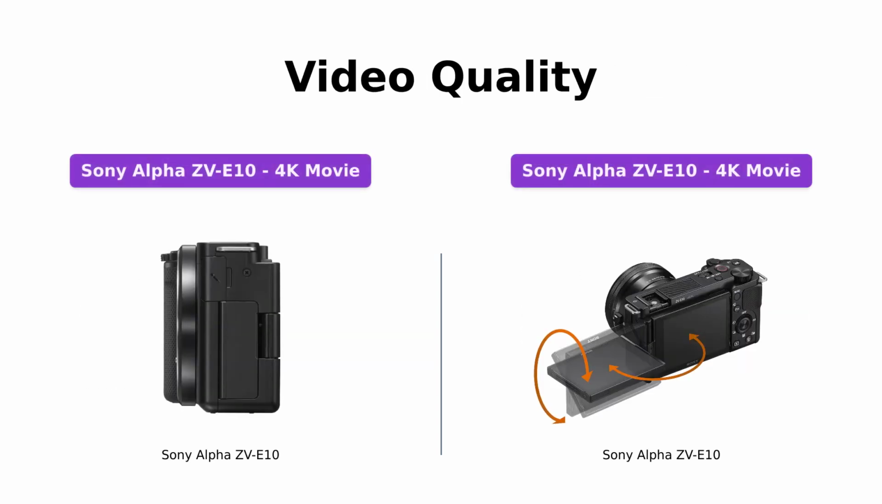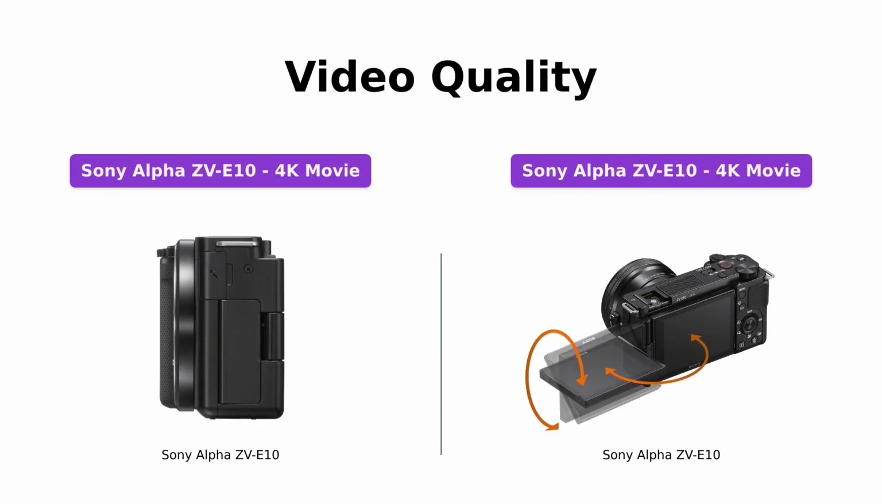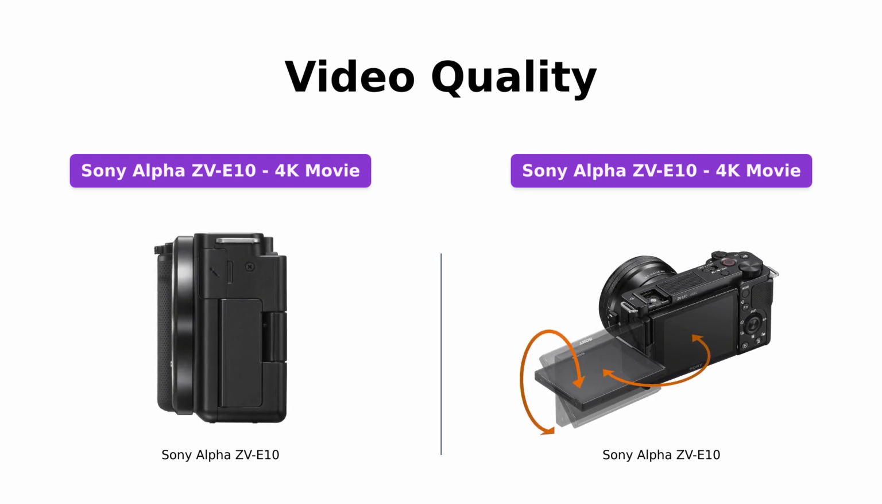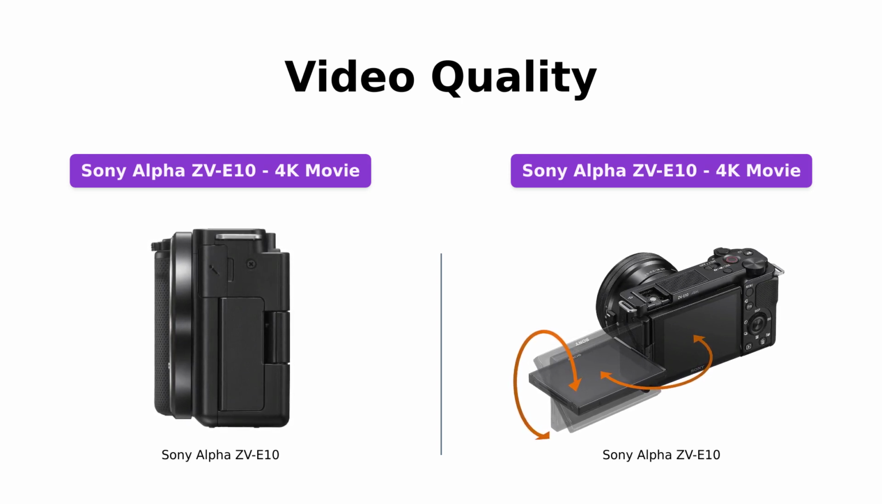If you are into videography, you'll love what these cameras have to offer. Both cameras provide 4K movie recording, oversampled from 6K with full pixel readout, and no pixel binning. This results in incredibly detailed and sharp footage. Whether you're a vlogger or a content creator, these cameras will help you achieve professional-level video quality.